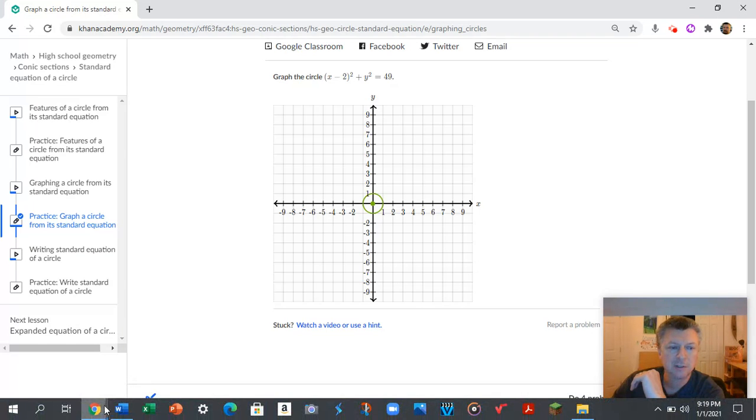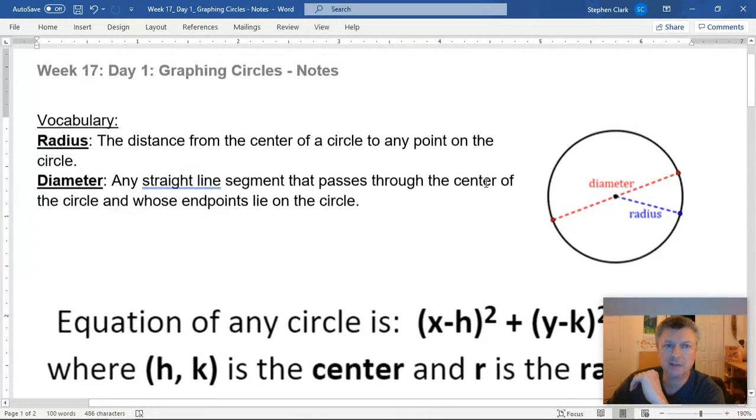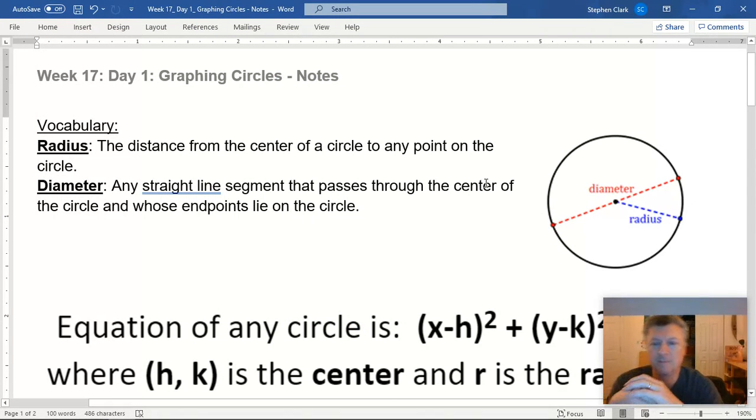notes. All right, so I've downloaded these notes into Microsoft Word because it's kind of hard to do this on Google Classroom. If you can figure it out, that's great. I can do it on Microsoft Word, or you can print out the notes and graph these circles on paper, which is probably the easiest thing.